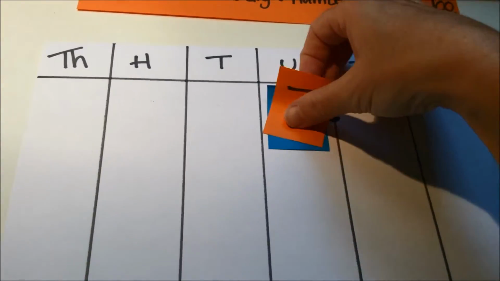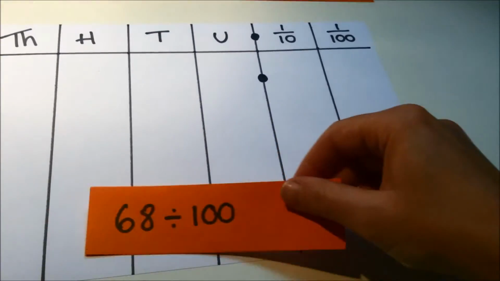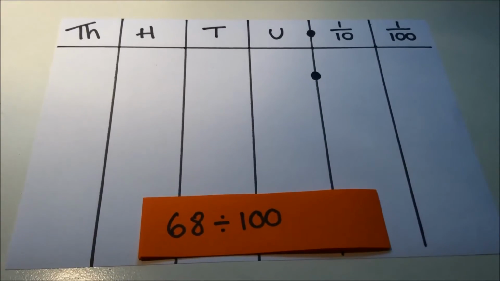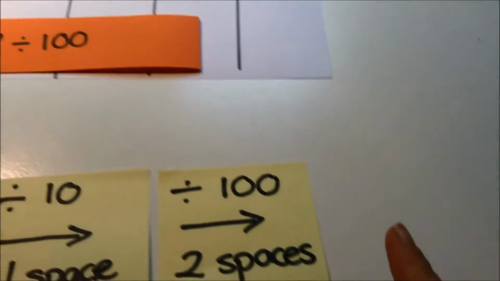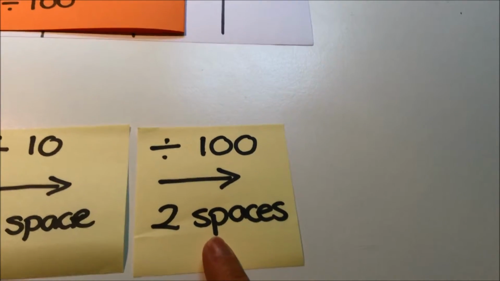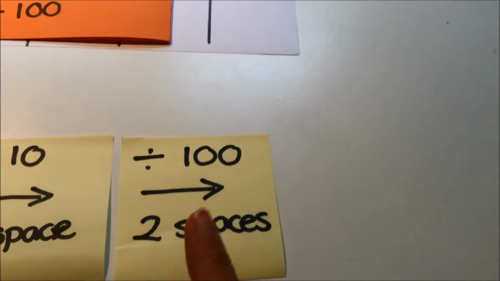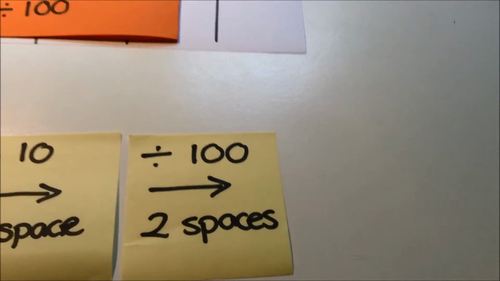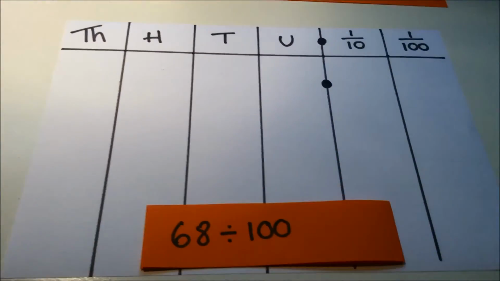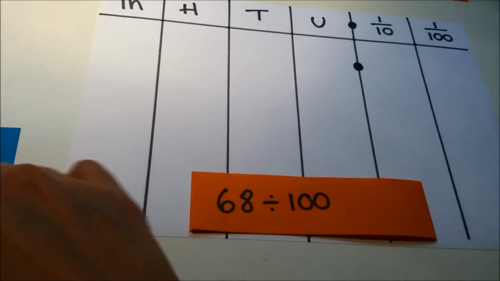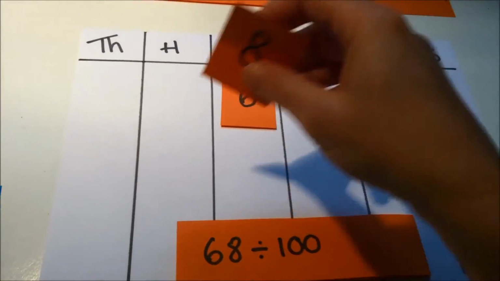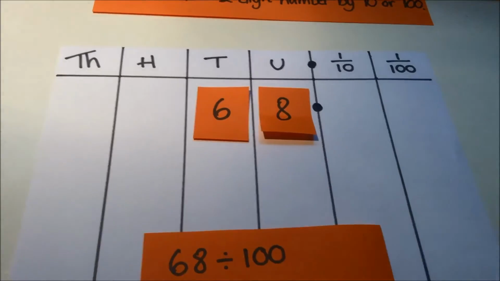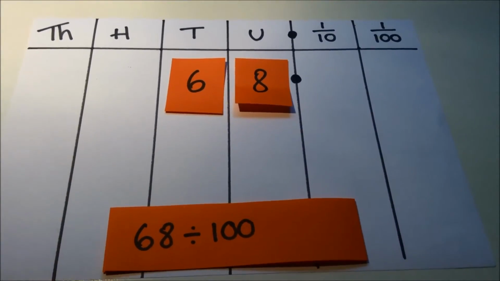Let's have a go at dividing by 100. Now we've got 68 divided by 100 here. So once again, it's very similar to the multiplying, except we're just going to move the digits in the opposite direction. So when we divide by 100, we're going to move the digits 2 spaces to the right. So first of all, let's put the number 68 into our place value grid. So 6 goes into the tens and 8 into the units. And now we just need to move them 2 spaces to the right.